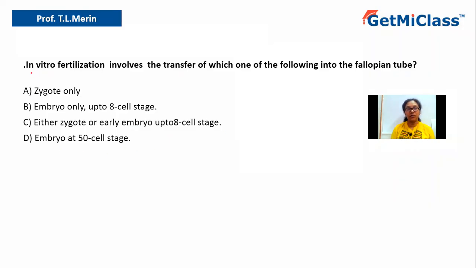So let us understand the question. It says in vitro fertilization involves transfer of which one of the following in the fallopian tube. So they are asking, during the in vitro fertilization process, which one among these, A, B, C, D, will be transferred into the fallopian tube of the female.